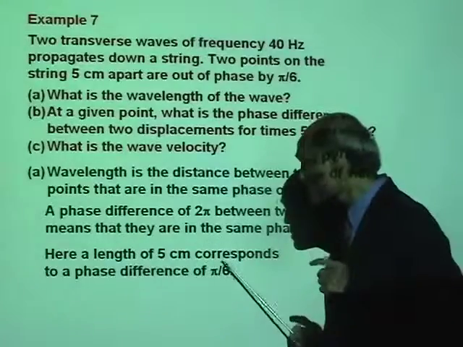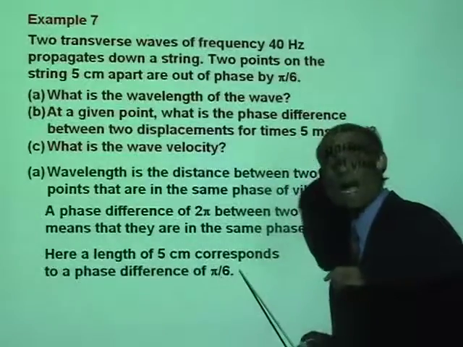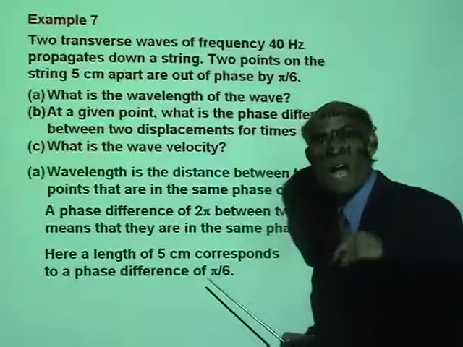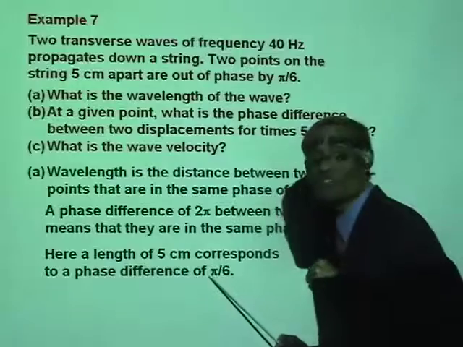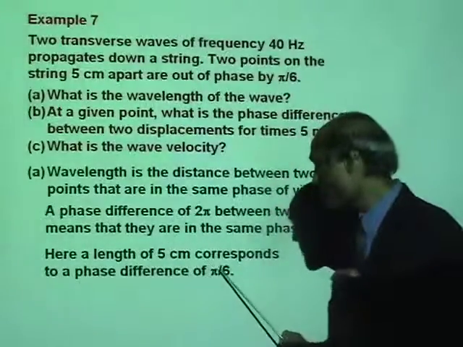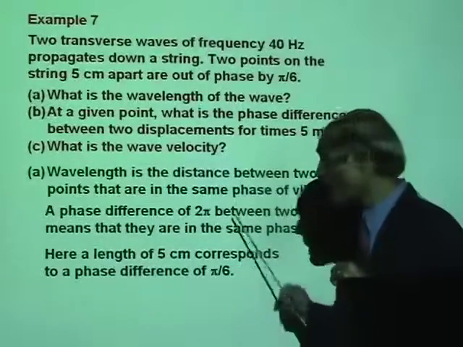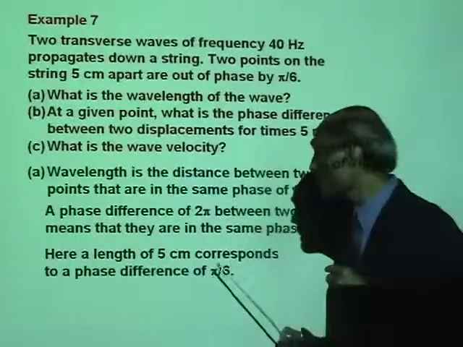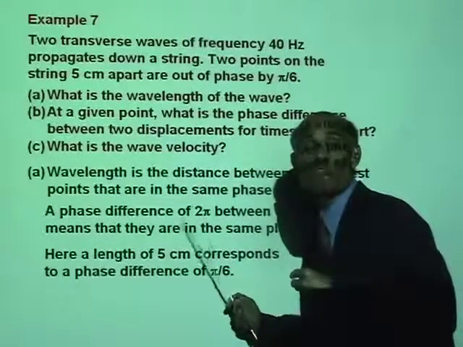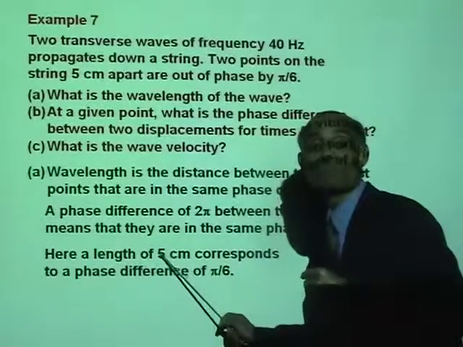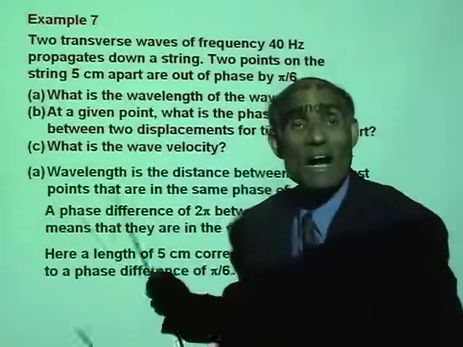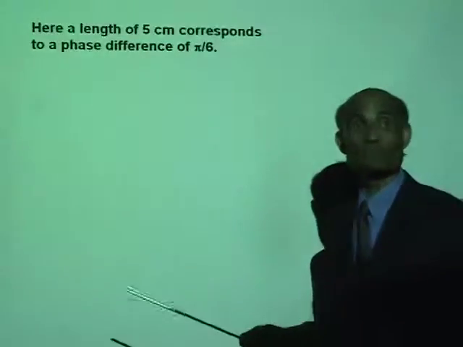Now, all you need to find out is how many pi by 6s are there in 2 pi. Can you tell me that? How many pi by 6s are there in 2 pi? There are 12 of them. Pi by 6 multiplied by 12 is 2 pi. That means to find the distance corresponding to a phase difference of 2 pi, all you need to do is multiply the 5 centimeters by 12. That will be 60 centimeters, and that will be the wavelength.